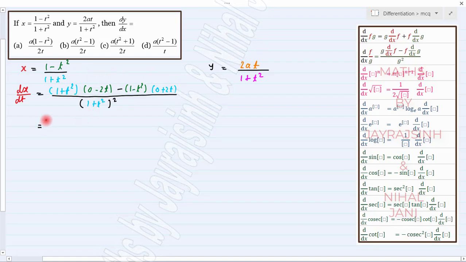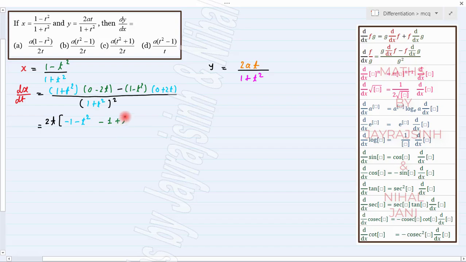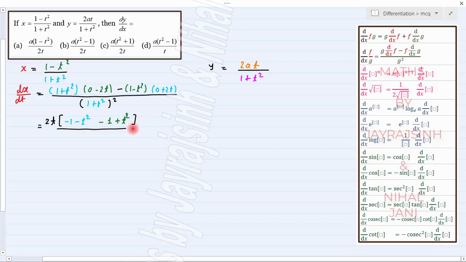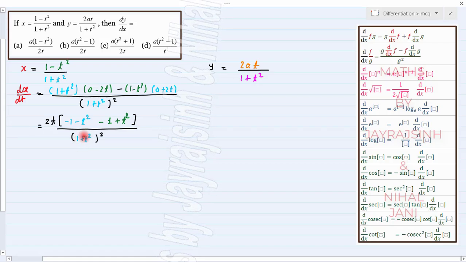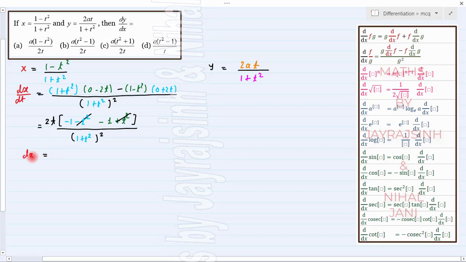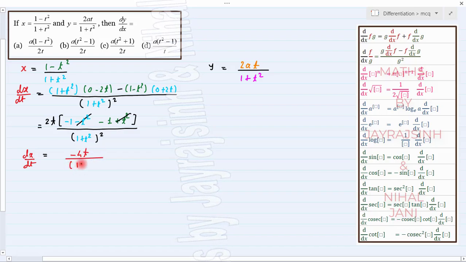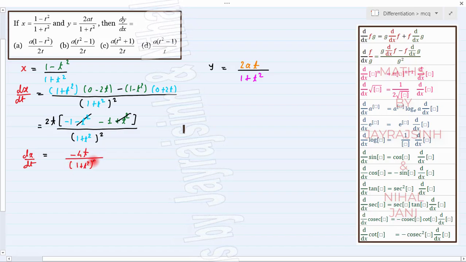Now, for further simplification, we can take 2t common from the numerator. So we will get minus (1 minus t square) minus (1 plus t square), whole divided by the square of (1 plus t square). Now here your t square will cancel out, minus 1 will become minus 2. So your dx by dt will be minus 4t upon (1 plus t square) the whole square.